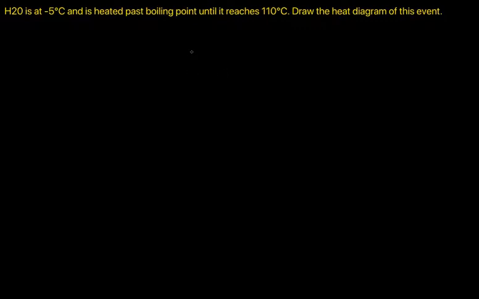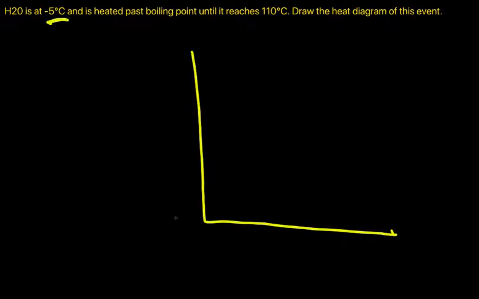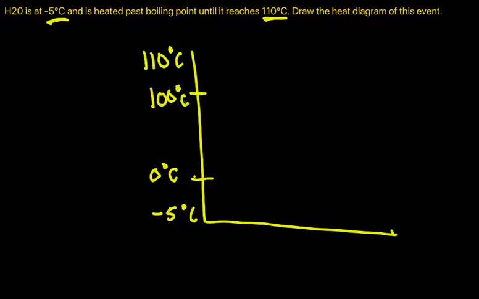So let's just draw an easy graph. There's my XY plane. My lowest temperature is -5. So at the bottom of my graph, I'm going to put -5 degrees Celsius. My highest temperature is 110. So at the top of my graph, I'm going to put 110 degrees Celsius. We need to include our melting and boiling point. The melting point of water is 0 degrees Celsius, or you could say the freezing point. The boiling point of water is going to be 100 degrees Celsius, or you could also say its condensation point.